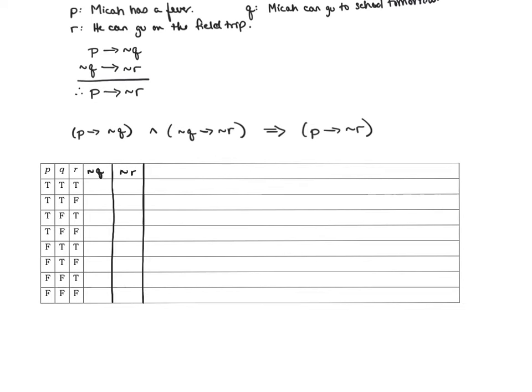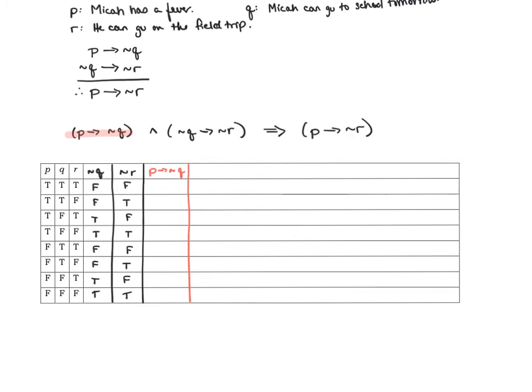So first thing I'm going to take that Q column, and I'm going to switch all of those truth values. So false, false, true, true, false, false, true, true. And the not R column: false, true, false, true, false, true, false, true. Okay, because again, we're going to need those all throughout this argument. All right, next thing that I'm going to tackle is this P implies not Q part of the argument. So P implies not Q.